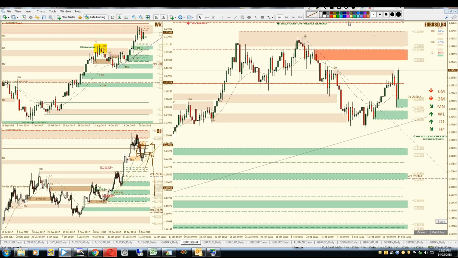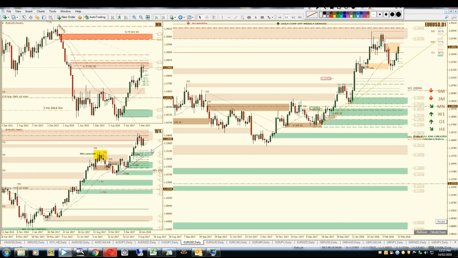So, Euro-USD. What's going on with this one? As the US dollar is dropping towards that area of demand, we've got the euro pulling back up here. We're now in this imbalance right here.